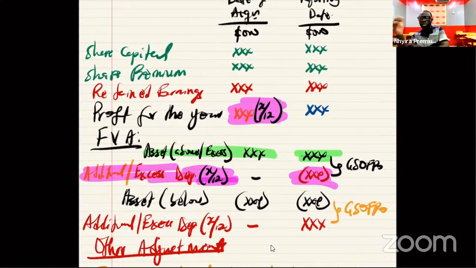The reverse is true. If the revaluation is done and we realize that their asset is below the carrying amount, below the fair value, that means that they are carrying the asset more than they are supposed to carry. Hence, in that case, when it is below, we will deduct. Now, since they are carrying the asset more than they are supposed to carry it, it means they will charge more depreciation than they are supposed to charge.